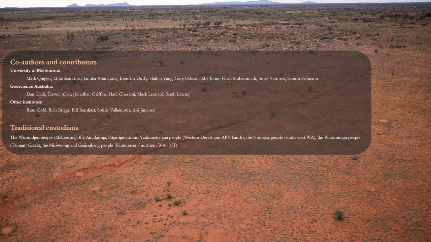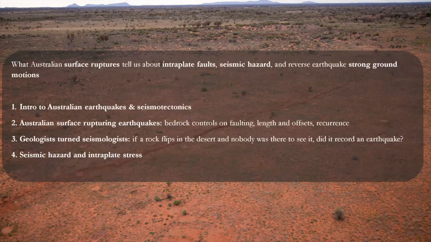people. So we're going to cover a lot of ground today, talking about Australian surface ruptures, what they tell us about intraplate faults and seismic hazard, and just generally what they can tell us about reverse earthquake strong ground motions. I assume that most of you don't know much about Australian surface ruptures, so I'm going to start with an intro to Australian earthquakes, and then the bulk of the talk is going to be about Australian surface rupturing earthquakes, starting with what we recognise as bedrock controls on that faulting, talking about how we measure the length and offsets of those, and then finally talking about recurrence on those faults.